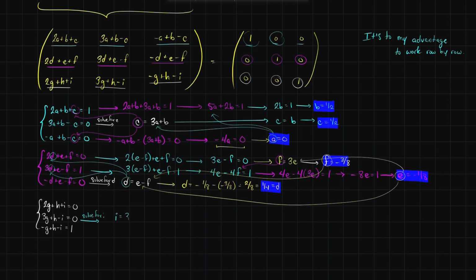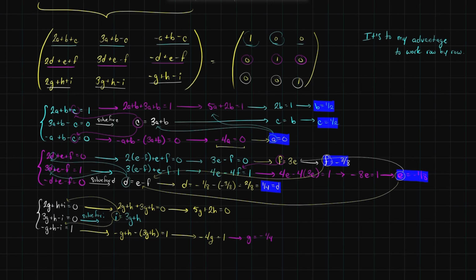That's going to give me that i is 3g plus h, and I can plug that version of i into the other two equations to give me 2g plus h plus 3g plus h is 0, and negative g plus h minus 3g plus h is 1. If I simplify the top row a little bit, I have 5g plus 2h is 0, and the bottom line, I end up with negative 4g equals 1, because the h's cancel. And so this bottom row is pretty easy to solve for g, as g is negative 1/4.